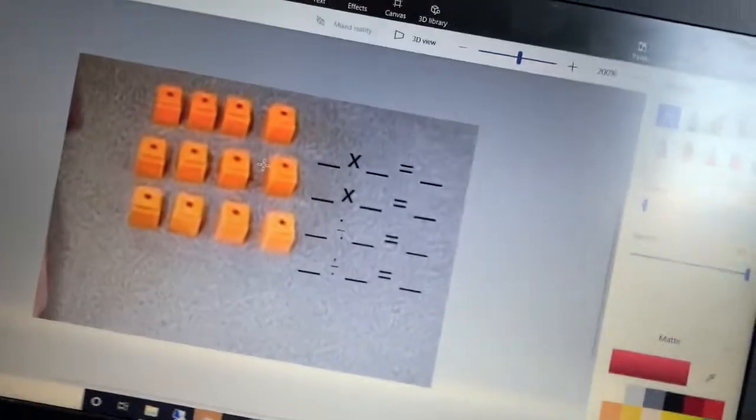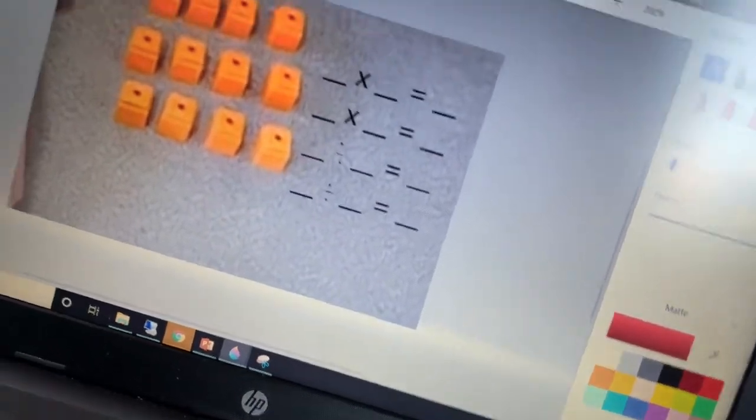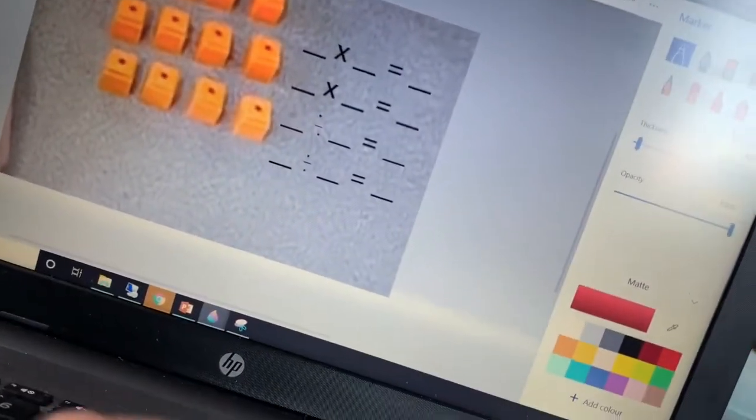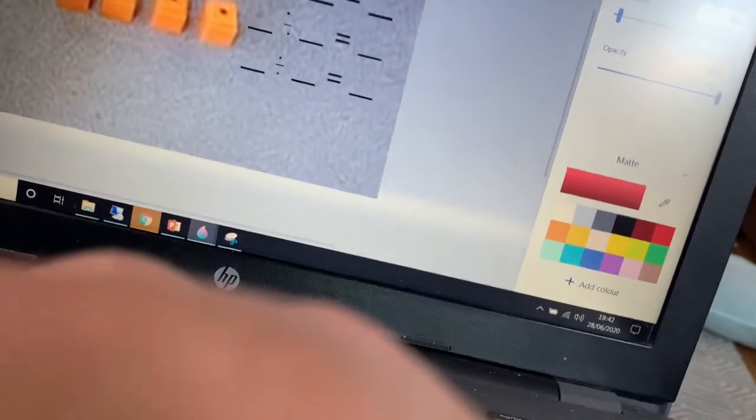So bear with me, I'm going to try and do this at the same time as recording. So sorry if my screen goes strange. I still haven't bought a tripod.